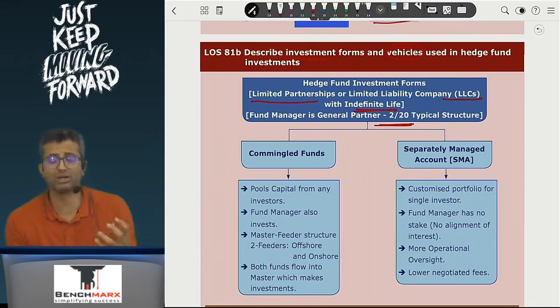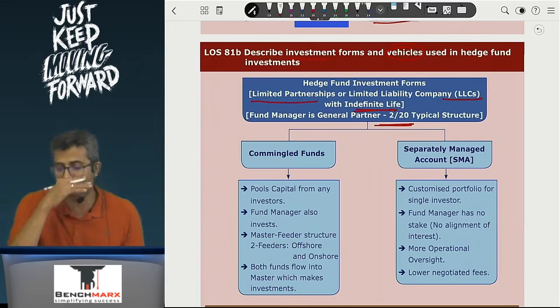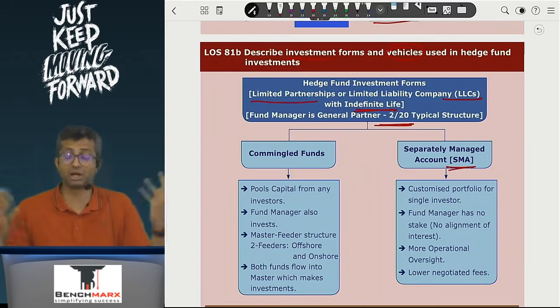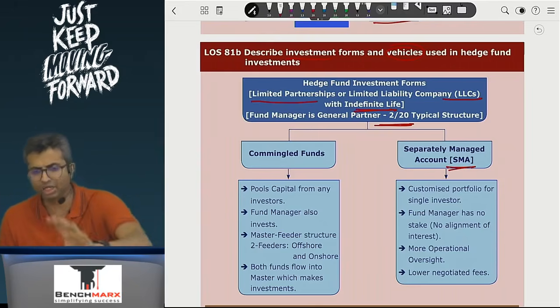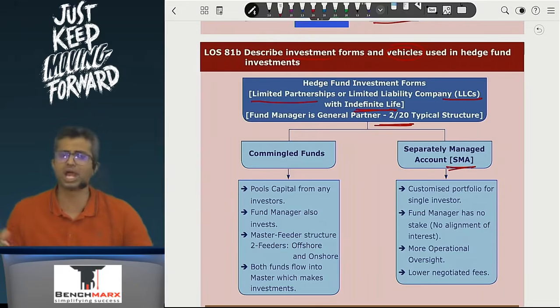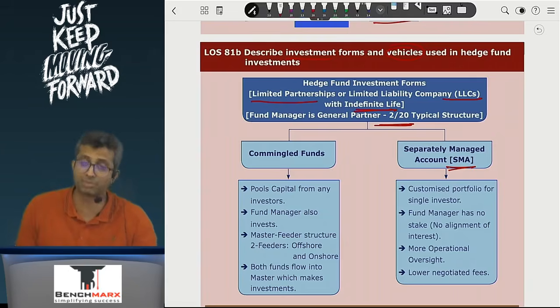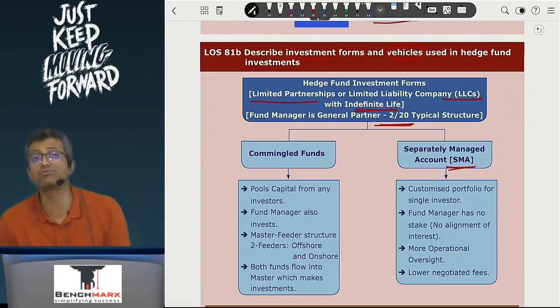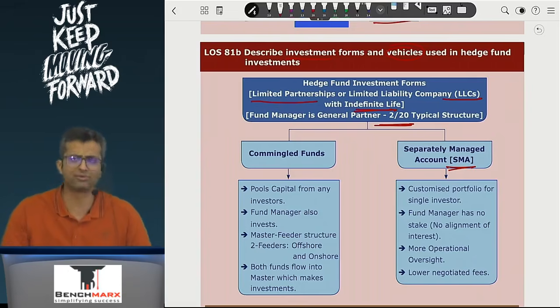So in a commingled fund, the money is raised from a lot of people and the general partner himself or herself is also involved. Whereas in a separately managed account, if I have a fairly big amount, I can recruit someone to manage that account for me. I don't need to raise money from 10 different people, in which case the fees relatively would be lower because these guys don't have to go running to find 10 different people.